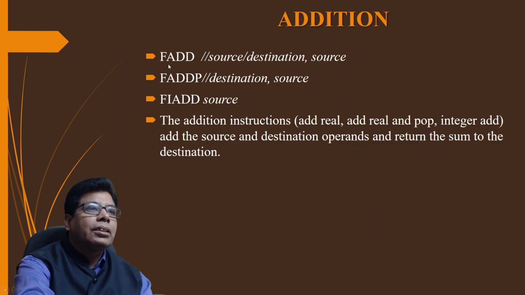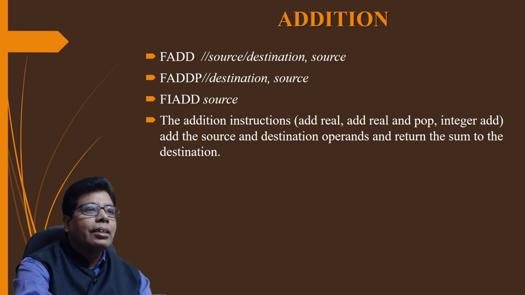We have 3 instructions: FADD, FADDP and FIADD. These are for the addition of real, and real and pop. FADDP means to perform the real addition and pop. Then FIADD is for the integer addition.